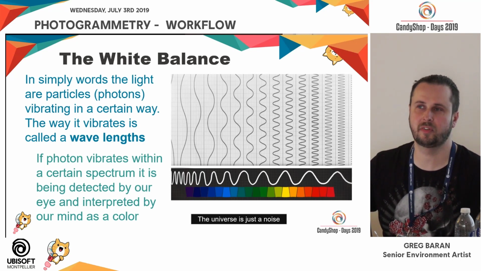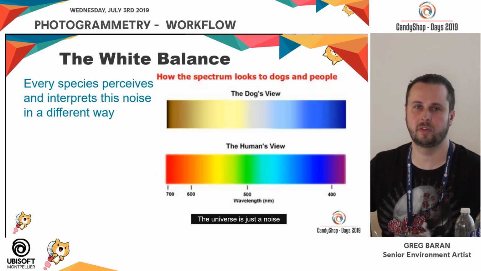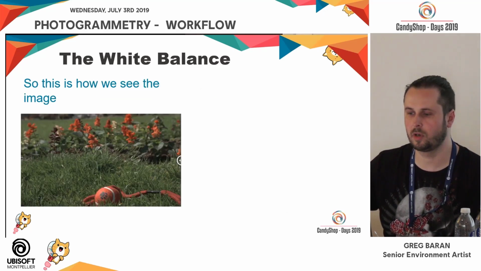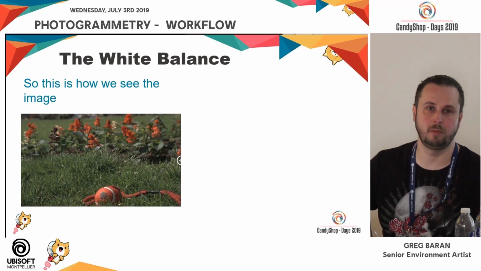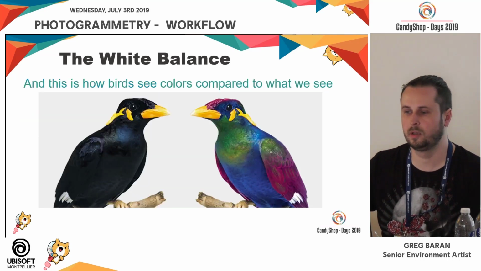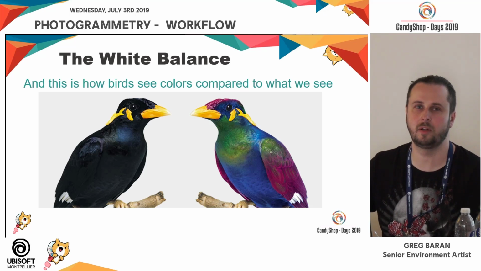And we see just a small amount of possible vibrations. There are a lot of vibrations we cannot see. So to compare, this is the same spectrum we see compared to the same vibration seen by a dog. So this is the image we can see, and this is the same image seen by a dog with the same spectrum. This is how we see birds and how birds see themselves.